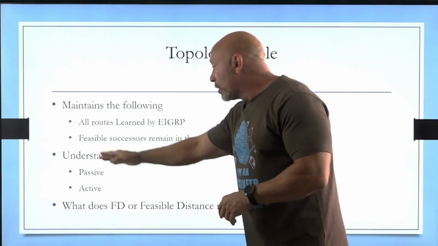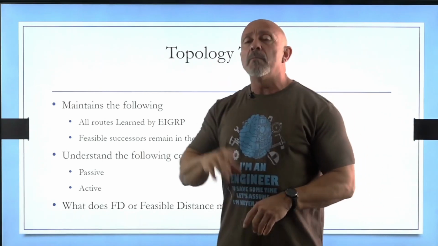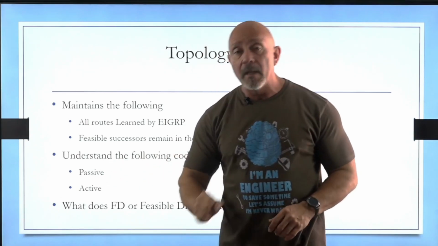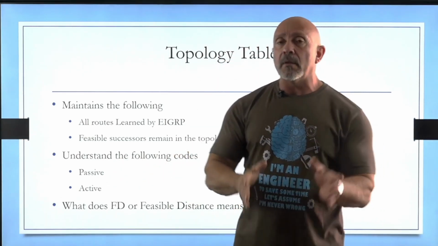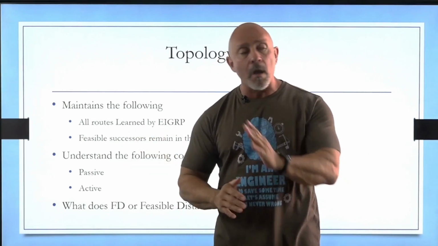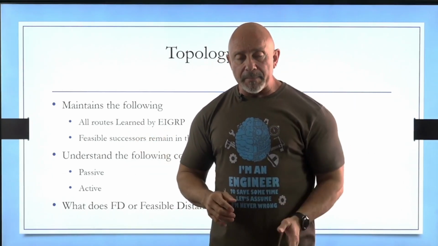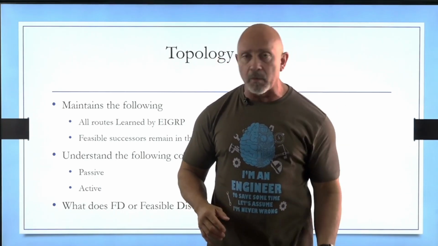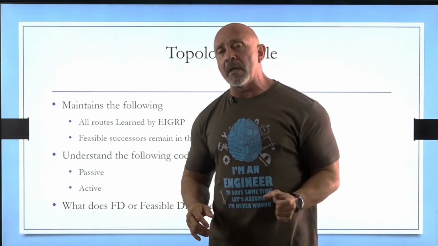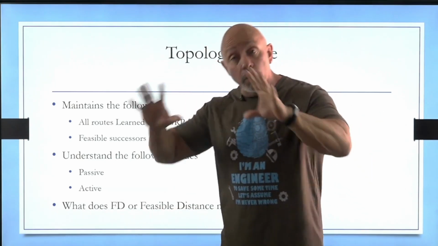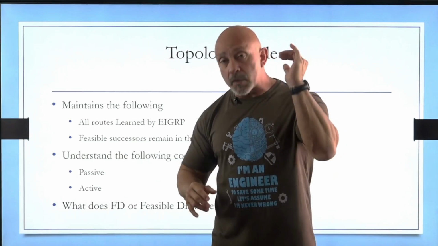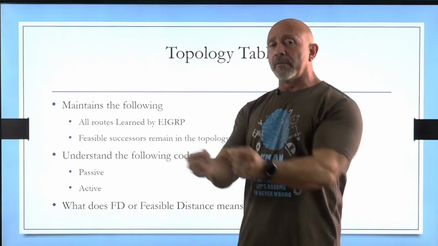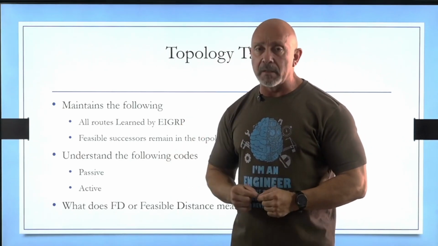Okay. Now you got to understand, really, there's a bunch of codes in there, but there's two of them that I'm more concerned with. All right, which is passive and active. When you do a show IP EIGRP topology, on the left-hand side, you're going to see at the bottom, it says P, passive. However many networks you have or learned is going to have a P on there, which means passive. That means, hey, I've learned about this route. We have converged. It's okay. We're good.